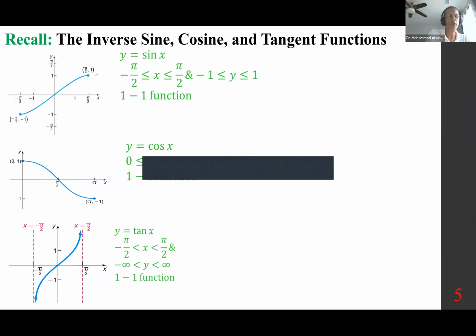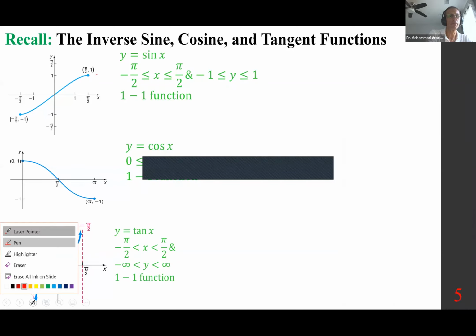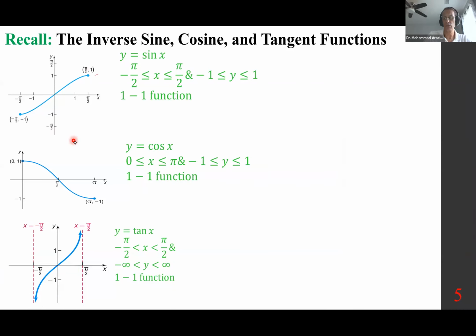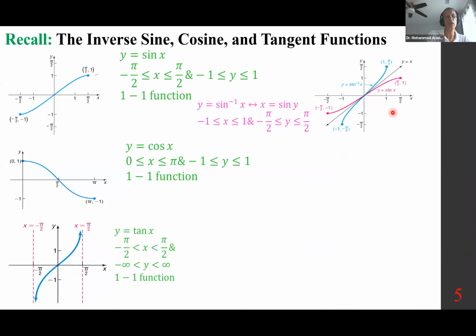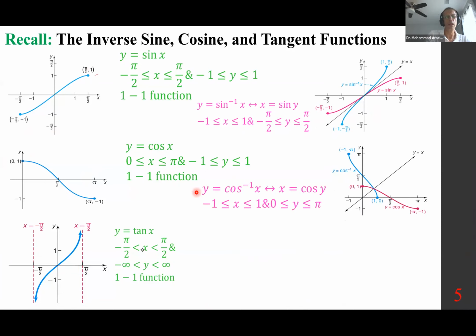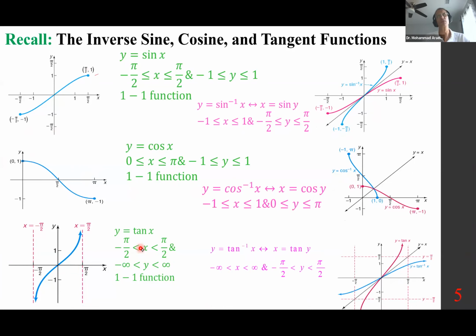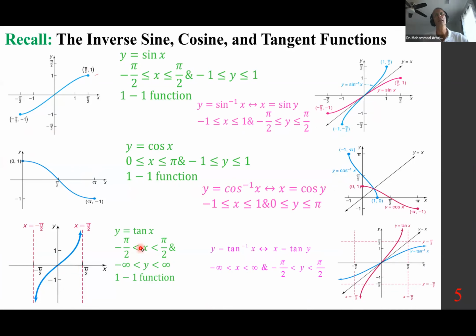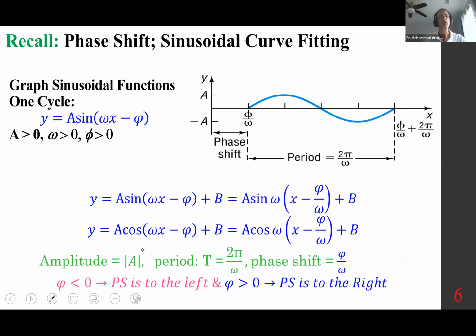For a sine function, we do the restriction, and we have its inverse. For the cosine, we do the restriction, we have the inverse. And we do the same thing for the tangent, we do the restriction, and we have the inverse. What do we mean by that? Let's actually cover the details as to how we arrive at that in a moment.